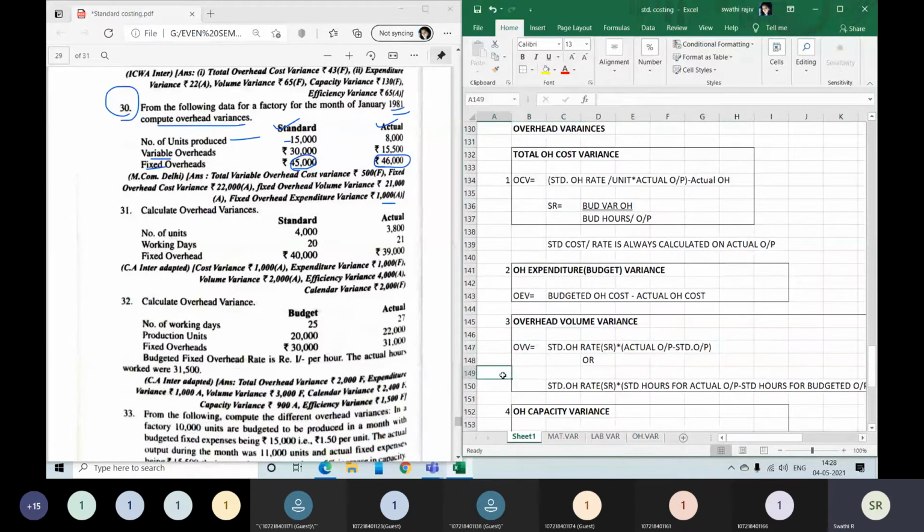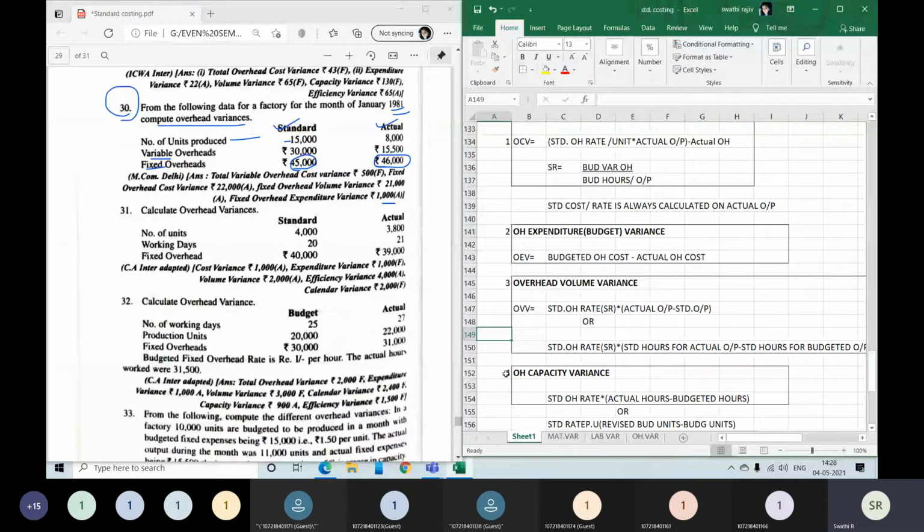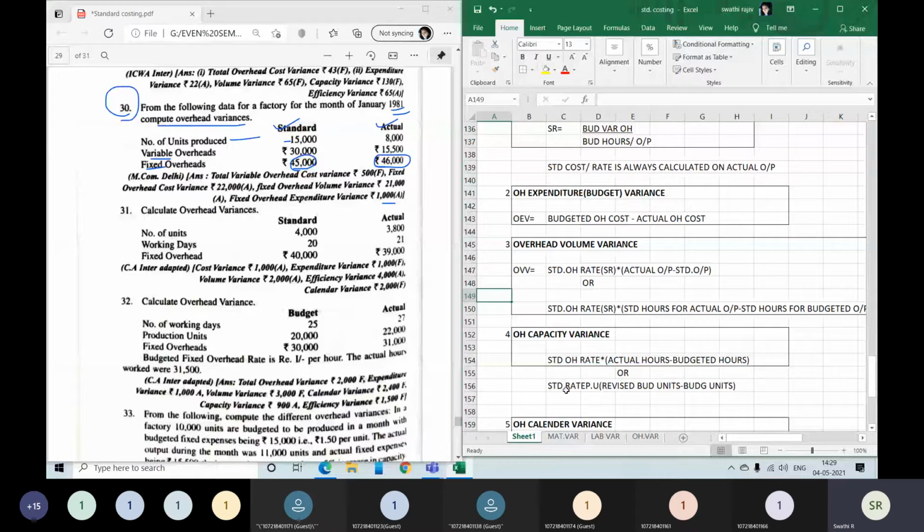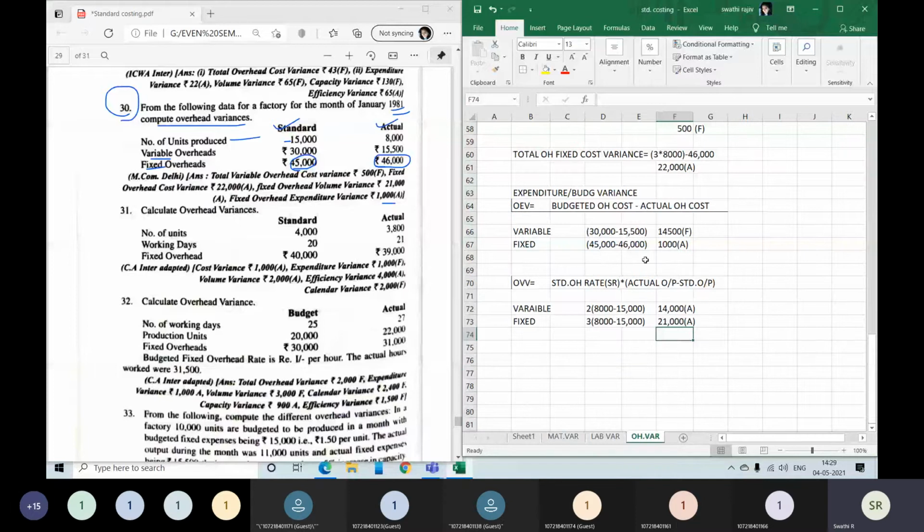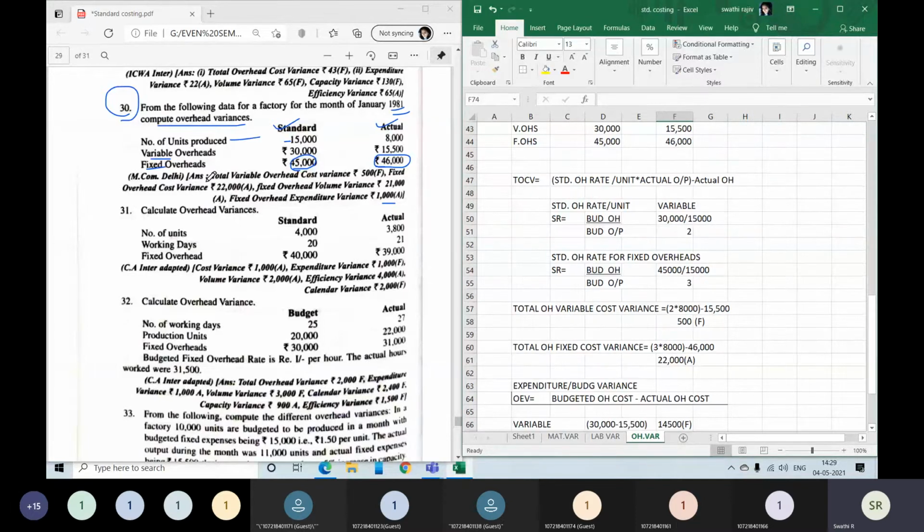Then capacity variance. The actual hours are not given, so there is no need to do budgeted or revised budget units. This is more than enough. In this question, what are the two new things we did? Total overhead cost variance. Anyway, we did the other two questions in the past also. The first thing you have to find out is your standard overhead rate per unit.